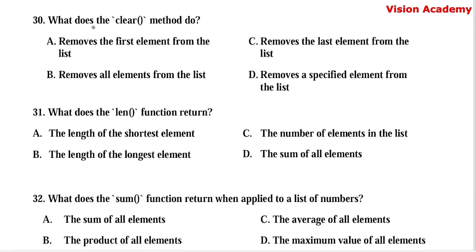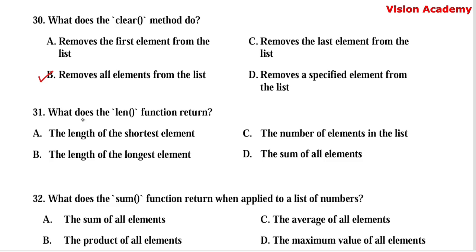Question number 30. What does the clear method do? Option A, removes the first element from the list. B, removes all the elements from the list. C, removes the last element from the list. D, removes a specified element from the list. Here, option B, removes all the elements from the list, is the right answer.